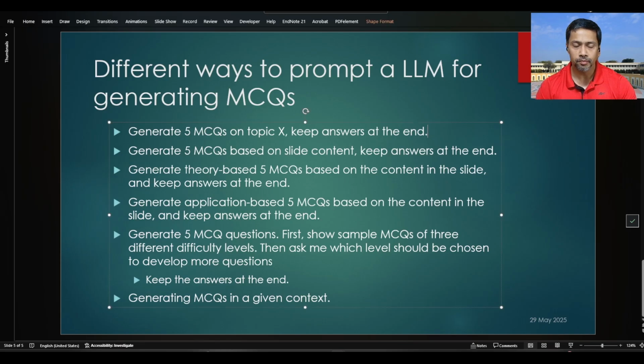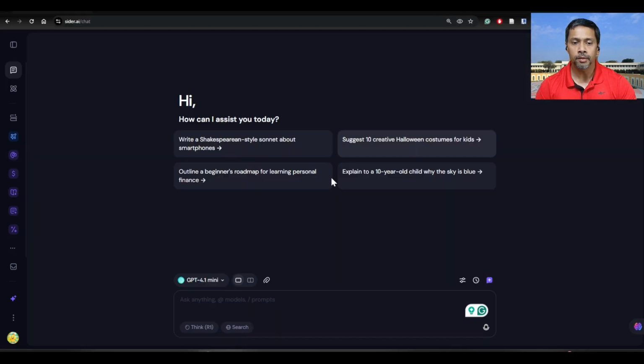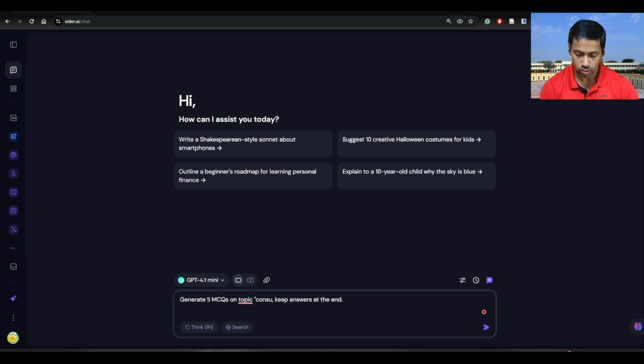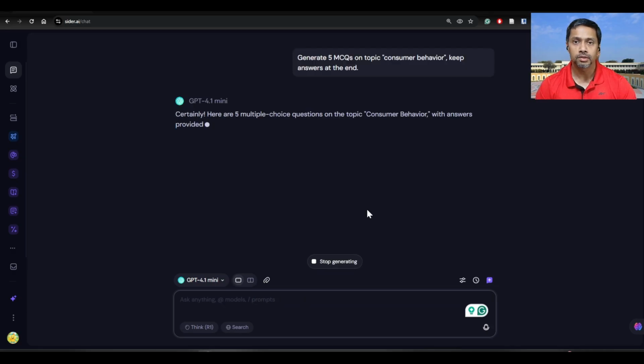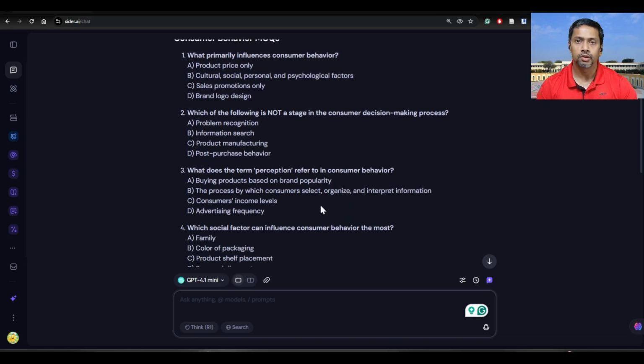The first step is generate 5 MCQs on topic X. I will manually copy this, go to my LLM, and paste it, and as I told, my topic is consumer behavior. I will write 5 MCQs on topic consumer behavior, keep answers at the end, and press enter. Once this is processed, you will see that 5 MCQs on consumer behavior are generated. That is all good and fine. I can see that questions are there. There are 4 options.